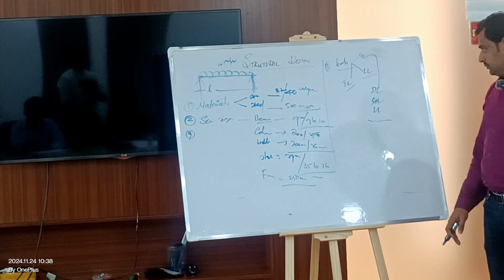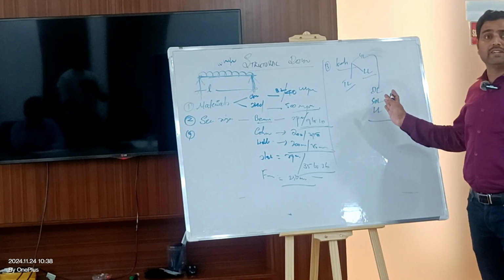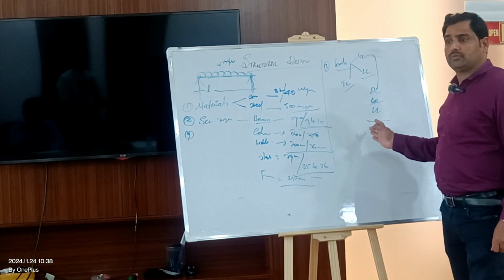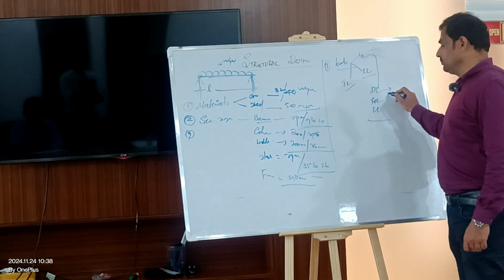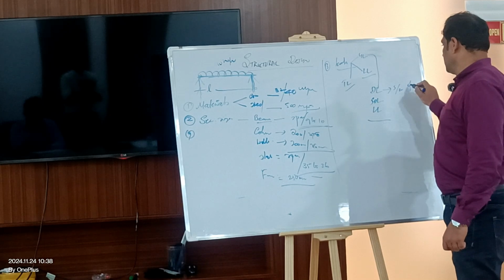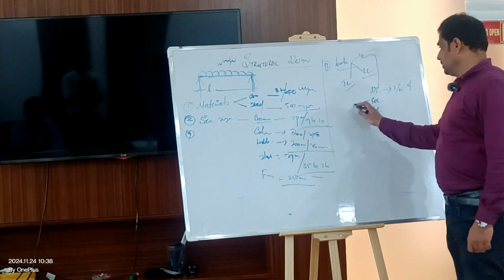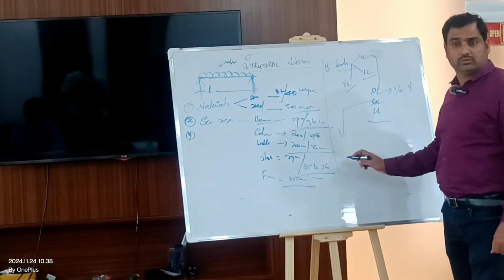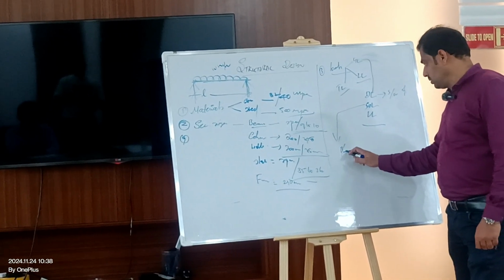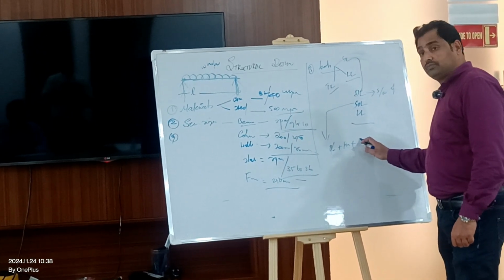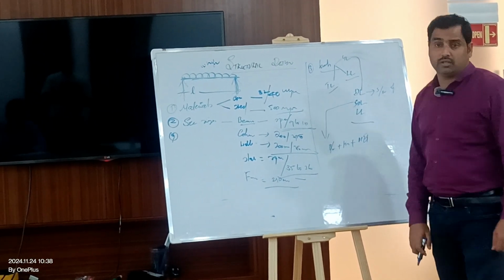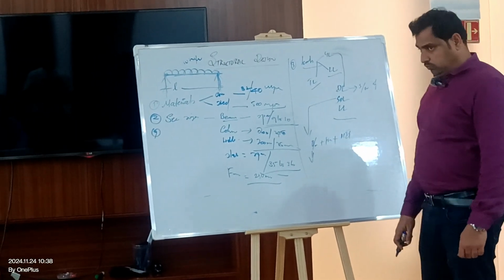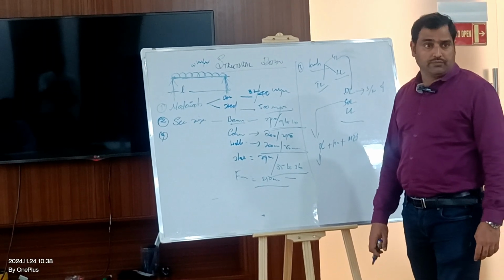So gravity load will be classified as dead load, superimposed dead load, and live load. Dead load is the self-weight of the structure. SDL is superimposed dead load. What is superimposed dead load? Block work, finishes, MEP collateral. And block work, different types of block work are there, right?